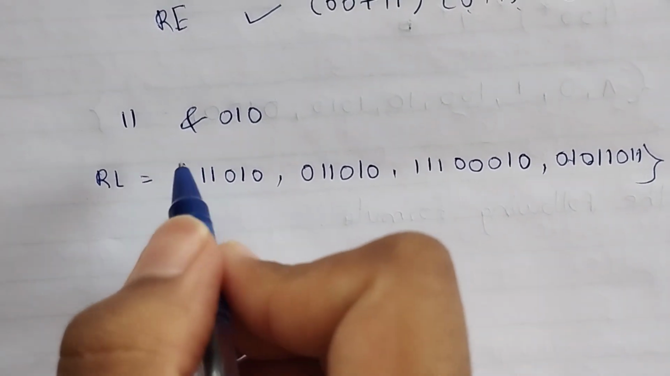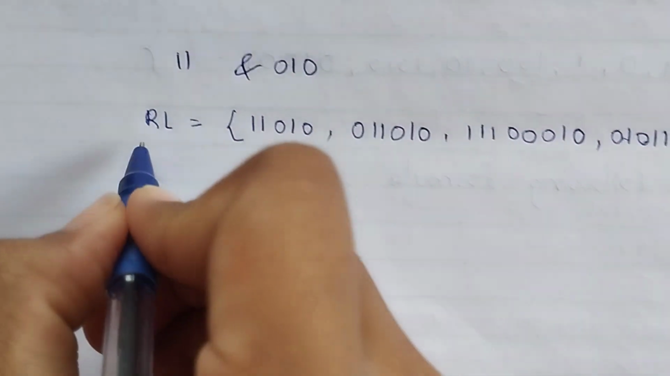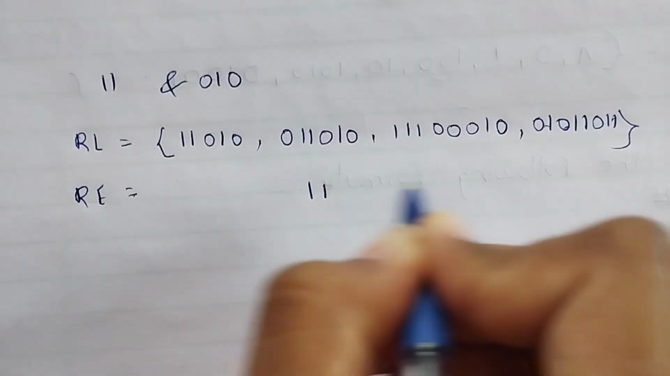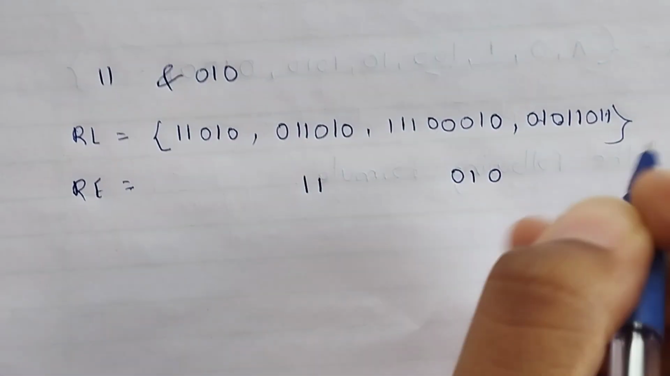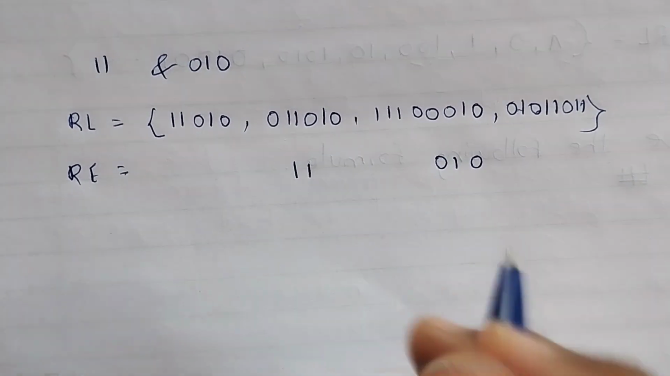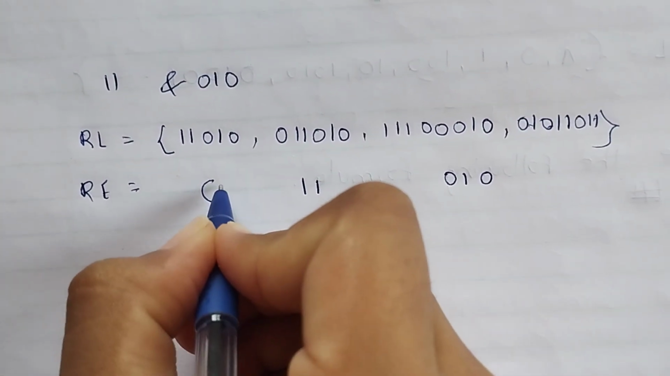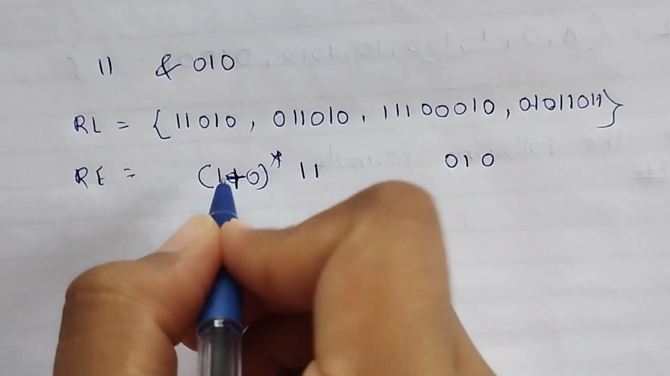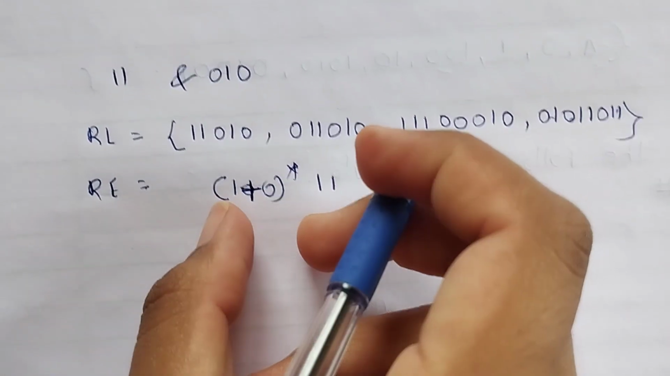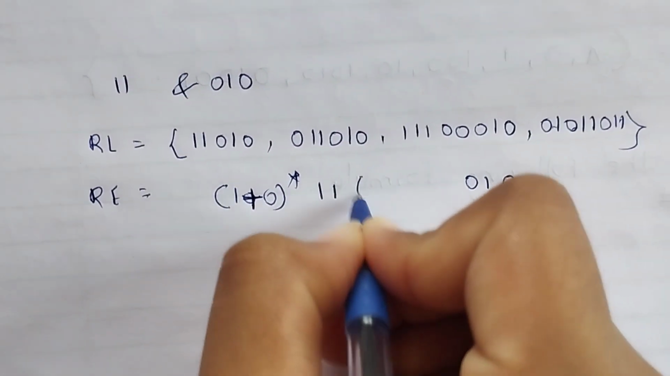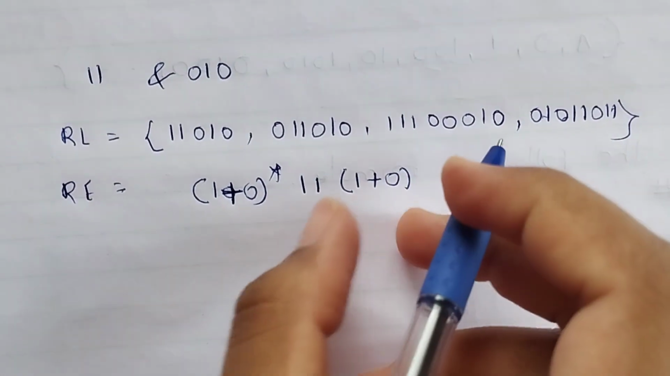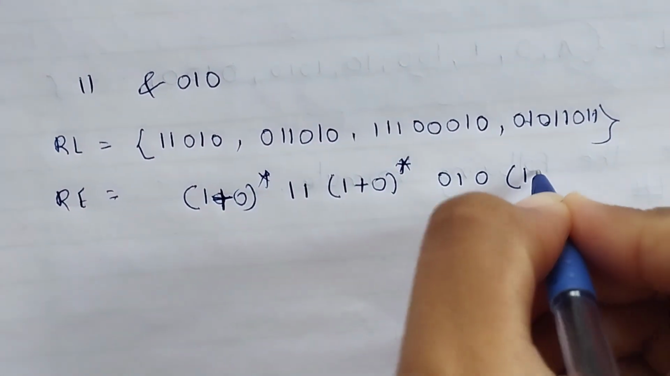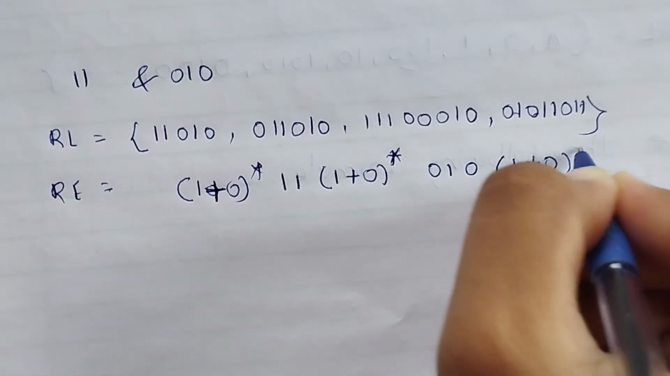So we see here the regular expression. First, we want 1 1 and 0 1 0 compulsory in the string. This is true. Then any combination of 1 and 0 can be possible here, 1 or 0 and star, because any combination of 1 and 0 can be written in front of this. Then any combination of 1 and 0 can be written in the middle of these two strings. And at the end also any possible set of 0 and 1 can be possible.